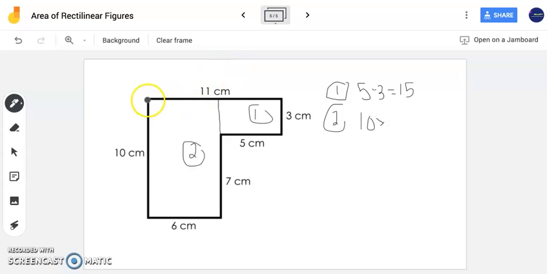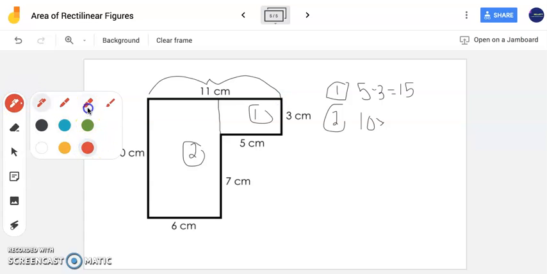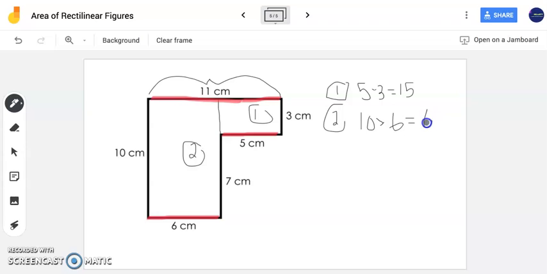Now this 11 centimeters up here represents this entire side length here. And I know that that's 11 centimeters because this piece here is 5 centimeters, and this piece here is 6 centimeters. So if I was to do 6 plus 5, that does bring me back to 11. So now I'm going to go back to here, and I have 10 times 6, which is 60. But again, 60 is not my final answer.